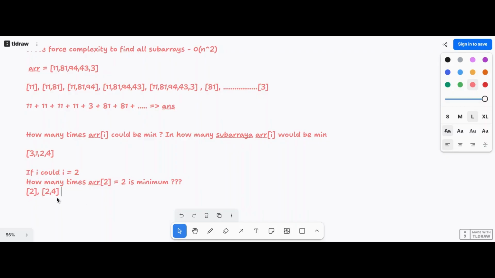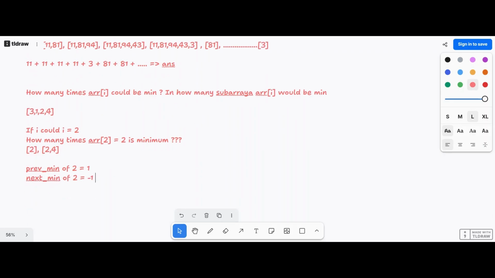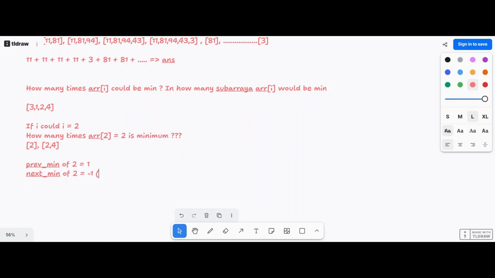So how did I find these two subarrays? With 2, I cannot take anything previous, why? Because the number exactly on the left of 2, which is 1, is smaller. So the previous minimum of 2 is 1. And the next minimum of 2 is nothing, so minus 1. But we replace next minimum with index n. So here it's 4. The previous minimum's value is 1 and its index is also 1.